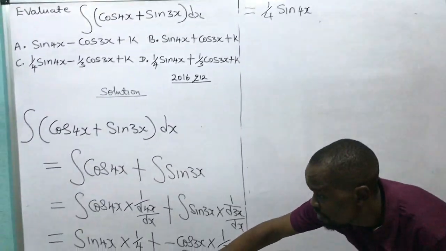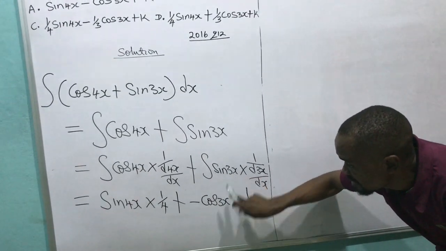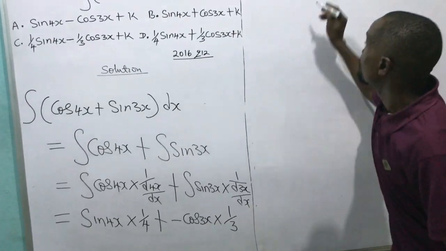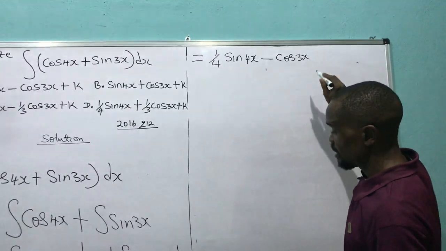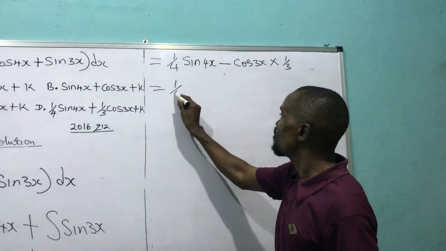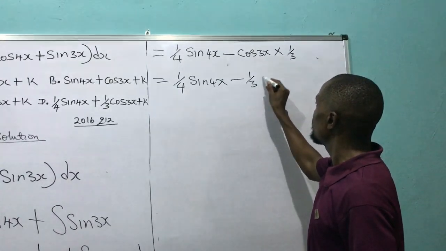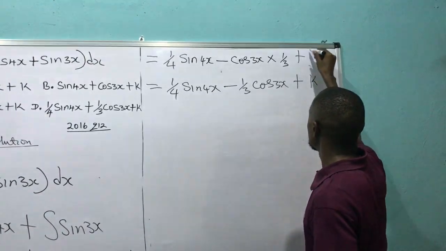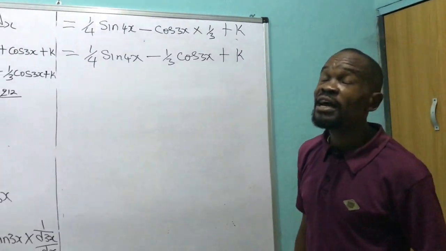Look here. This plus minus, when I integrate sine 3x, will give me minus cos 3x. Then this plus minus will give me minus cos 3x times 1 over 3. Then this will now land me 1 over 4 sine 4x minus 1 over 3 cos 3x, plus constant. Remember, constant must be there in your integration.